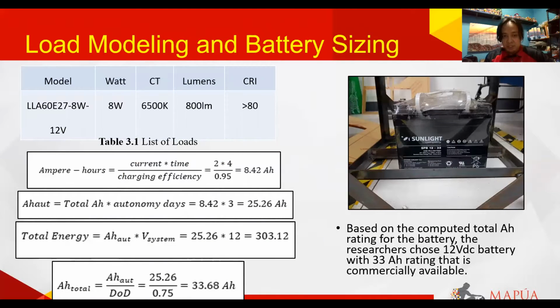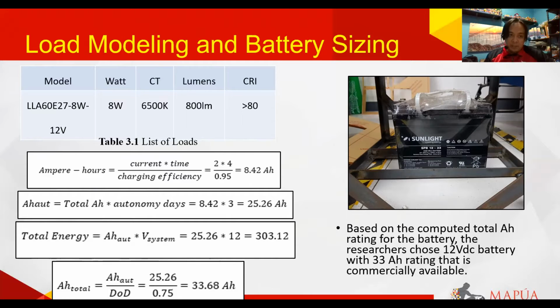As you can see here, we have the model of the load, which is an LED, 12 volt, 8 watt, connected in the panel, of the brand Omni. It has 8 watts, and we have 800 lumens. CRI here means the color rendering index, which is less than 80.